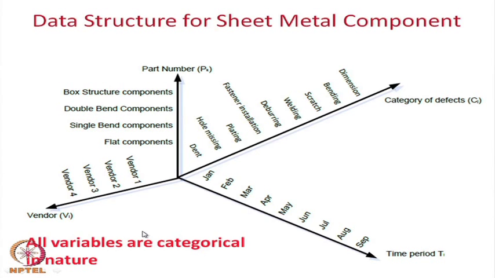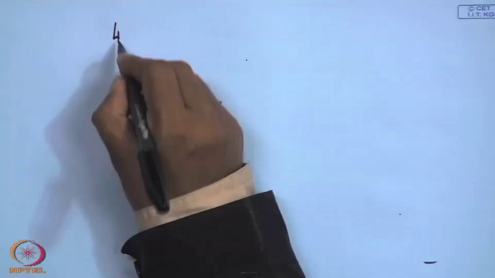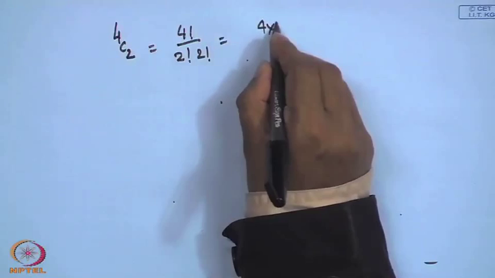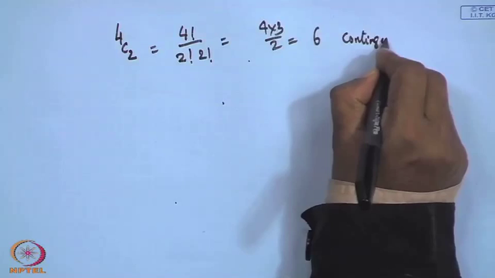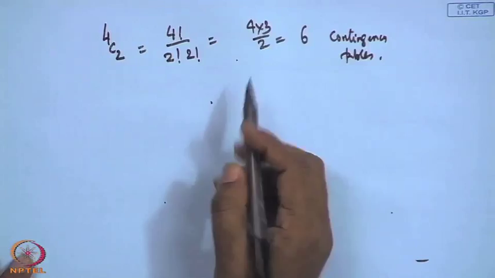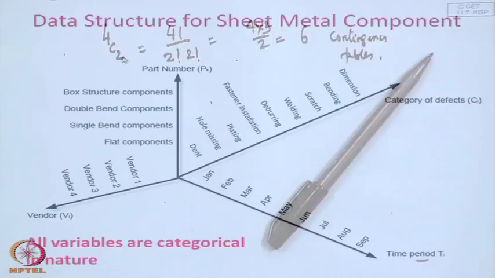Now, let us see how we develop a contingency table. As there are four categorical variables and we want to take two at a time, we will be able to find 4C2 contingency tables. So, 6 contingency tables. That means 6 two-way relationships will be found out of these 4 variables. But let us see one after another.